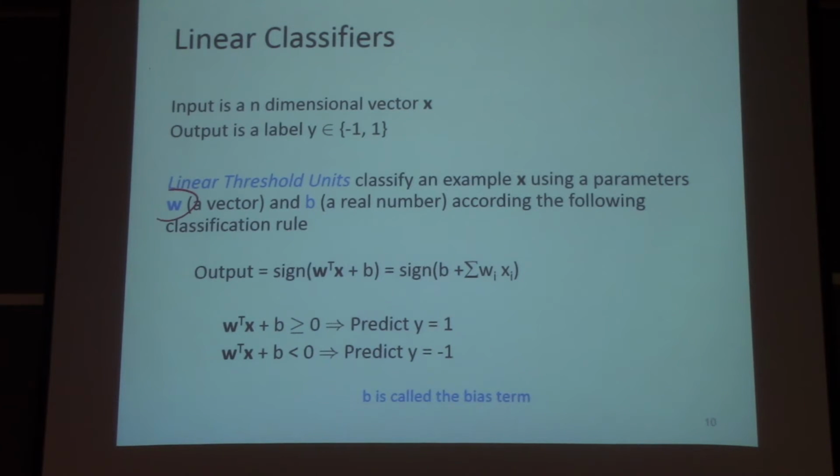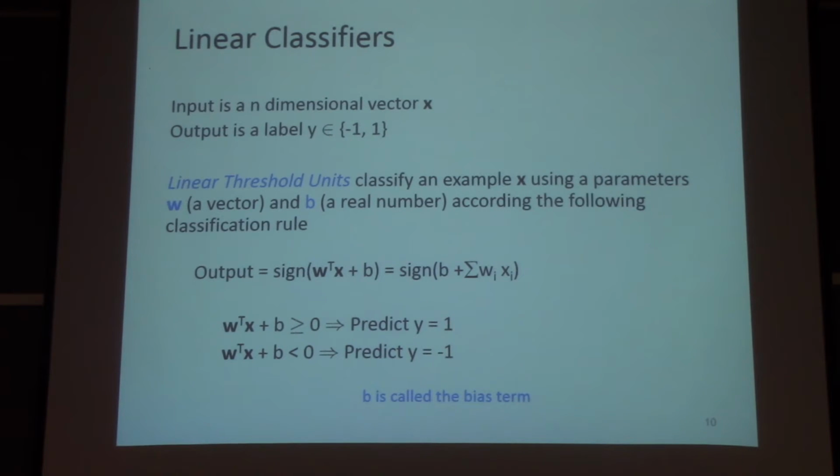I'll use W for the weight vector and B for a bias, and it's defined the following way. If a new example x comes in, you take the dot product of x with the weight vector W, add the bias, you get a number, and you threshold that number. If that number is positive, the output is positive. If that number is negative, the output is negative.